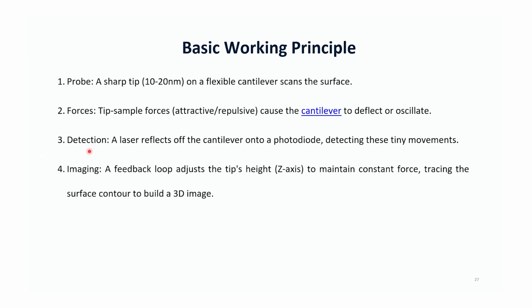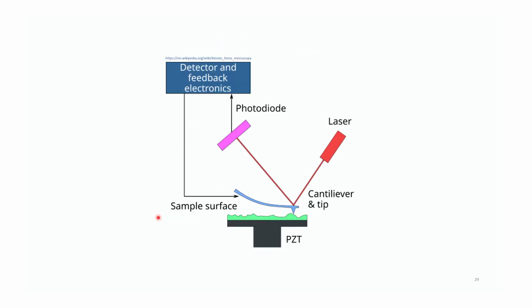Then there is a detection tool, the laser. A laser reflects off that cantilever onto a photodiode and that detects the tiny movements. Then imaging: when the light reflects back, it goes on to a monitor and a feedback loop adjusts the tip's height to maintain the constant force, and from there it traces the surface contour to build a 3D image of your sample.